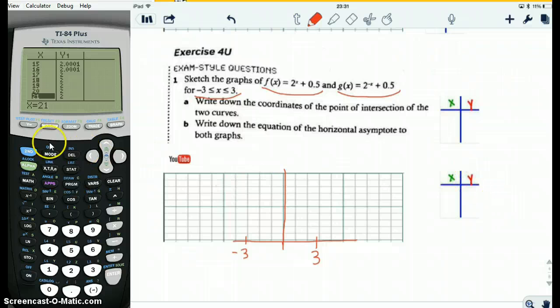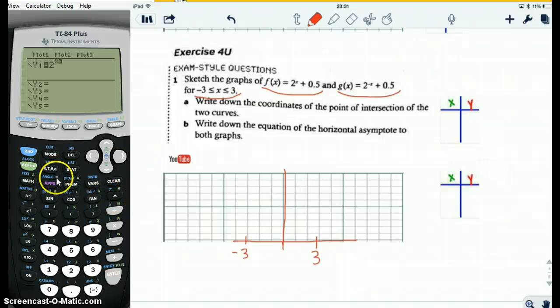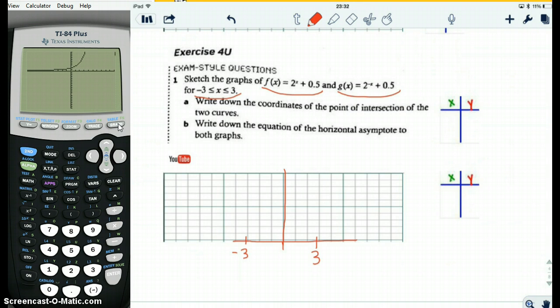Well, as we always do, especially with this unit, we are going to put the graphs in the calculator. So 2 to the x plus 0.5 would be one of the functions, and the other function is 2 to the negative x plus 0.5. Graph. That was one of them. Ooh, and that's the other one.